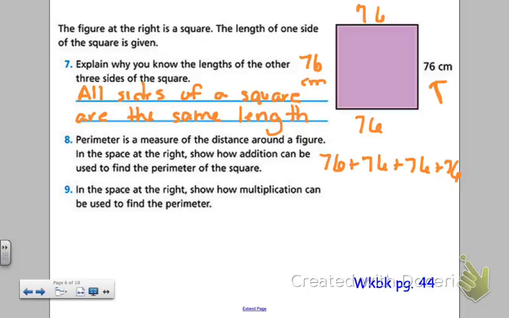Or, for number 9, could you do this with multiplication? If you don't want to add up 76 4 different times, well, why don't you just do 4 times 76? No matter which way you go about this, you're going to get a perimeter of, let's see, if I add them all up, 304 centimeters.